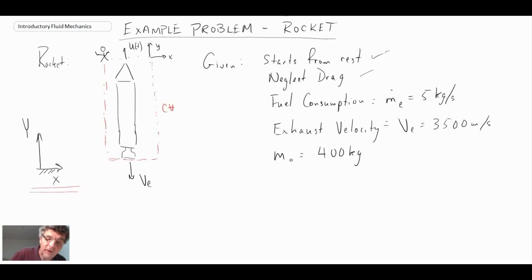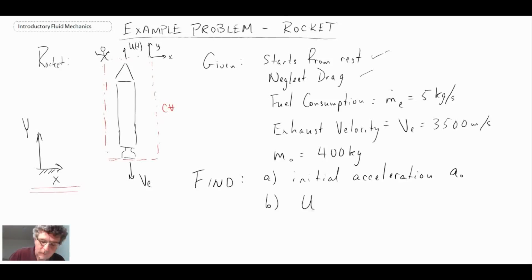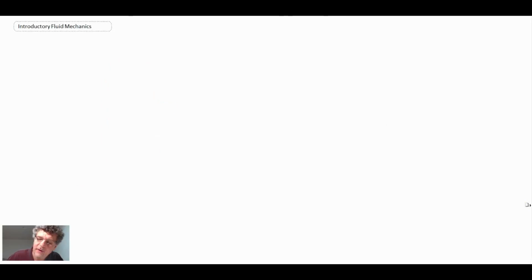So we're asked to find a couple of things: the initial acceleration a naught, and then the velocity as a function of time. So this is an example problem involving rectilinear acceleration. In terms of a solution, the equations that we can apply, one would be the y component of linear momentum for the case of linear acceleration. So let's look at that.